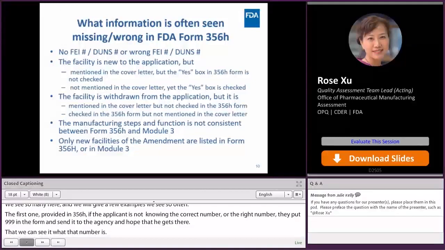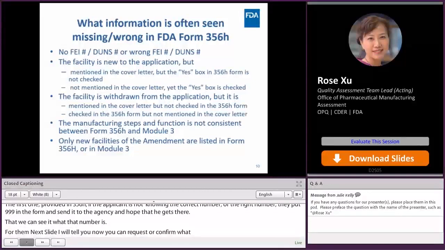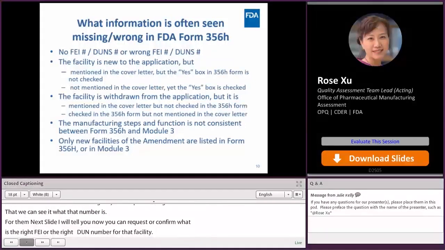And the second one that we see so often is that usually in an amendment or supplement, the applicant wants to add new facilities.